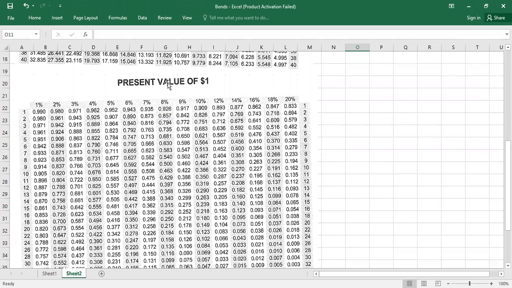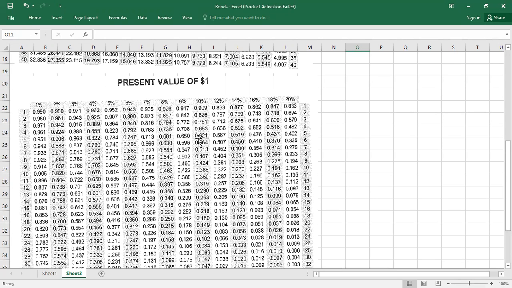I hope you can view it. For example, if the market interest rate is 10%, this percentage is mentioned here, like 1, 2, 3, 4, 5 till 20%. You might have any other percentage also. You go to the 10% column, and vertically the periods are mentioned: 1, 2, 3, 4, 5, 6, 7, 8, 9. If I want to select for 5 years at 10%, I go to the 5-year row and move to the 10% column. So for 5 years we have 0.621.